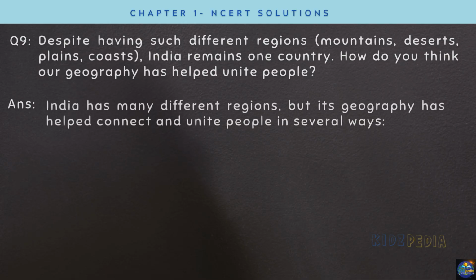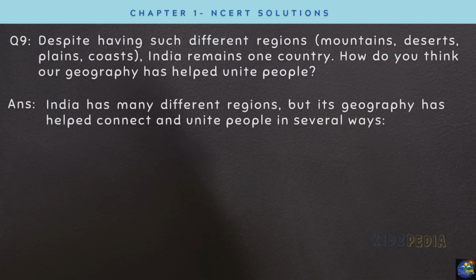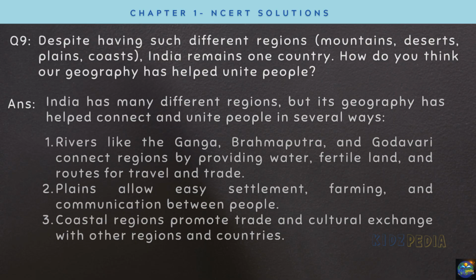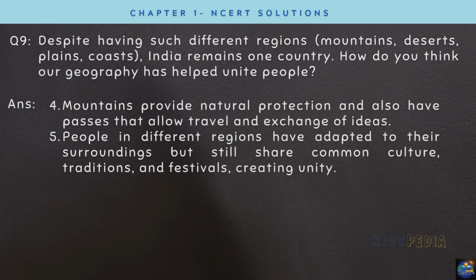You can write the answer like, India has many different regions but its geography has helped connect and unite people in several ways. Rivers like the Ganga, Brahmaputra and Godavari connect regions by providing water, fertile land and routes for travel and trade. Plains allow easy settlement, farming and communication between people. Coastal regions promote trade and cultural exchange with other regions and countries. Mountains provide natural protection and also have passes that allow travel and exchange of ideas.